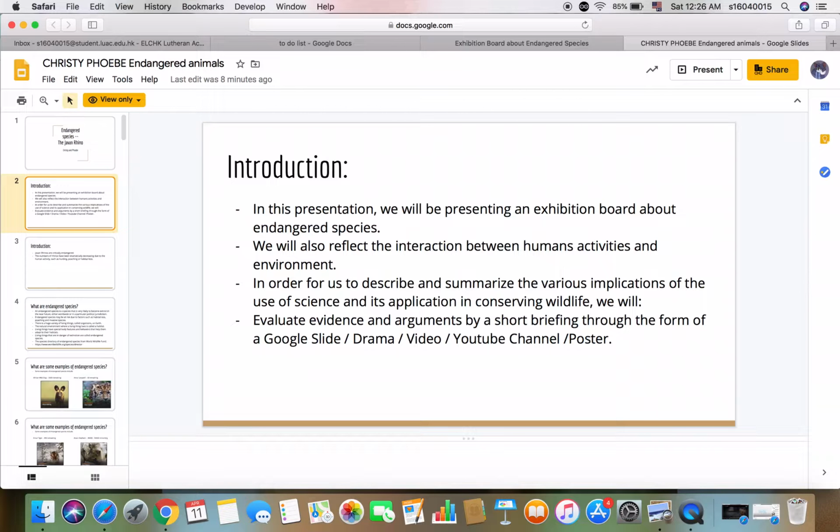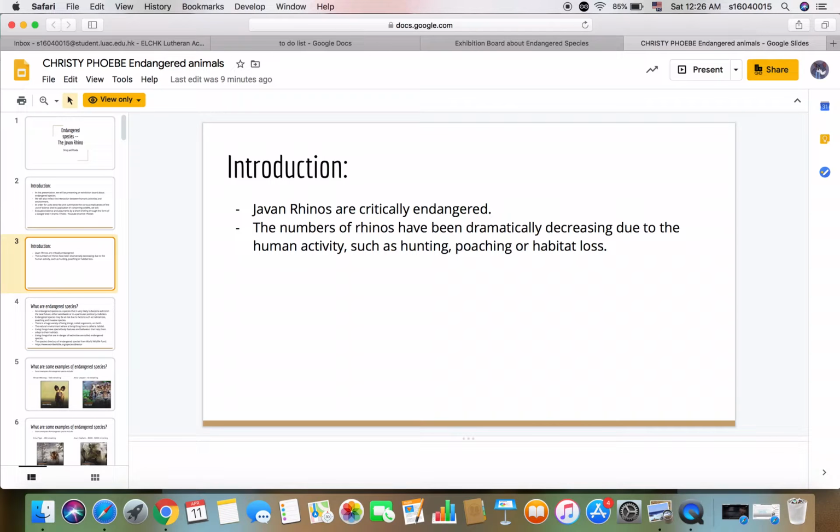rhino. So, introduction. In this presentation, we will be presenting an exhibition board about endangered species. We will also reflect the interaction between human activities and the environment. In order for us to describe and summarize the various implications of the use of science and its application in conserving wildlife, we will evaluate evidence and arguments by a short briefing through the form of a Google slide, drama, video, YouTube channel, or poster.